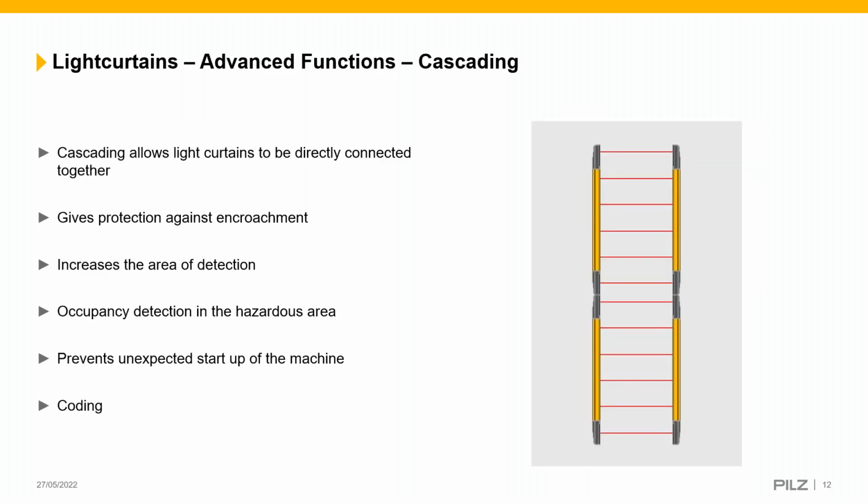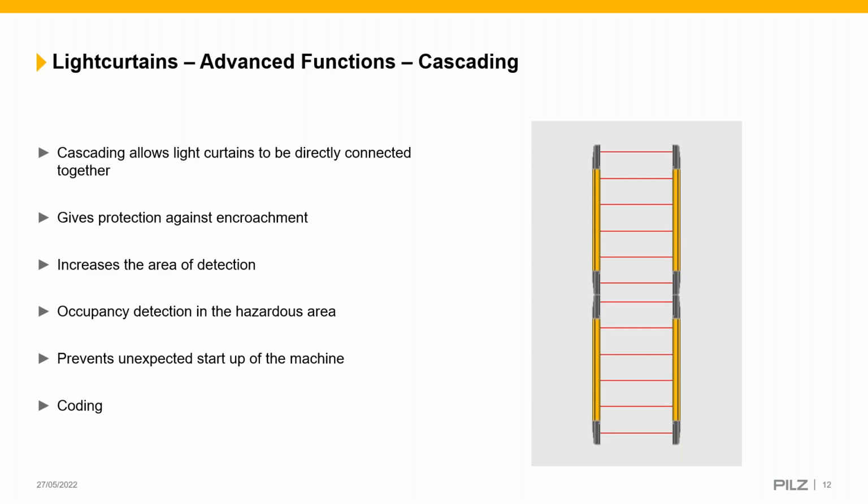And also there's the possibility for cascading of light curtains. So this allows them to be directly connected together. And the reasons why you might do this: you could use them in an L-shaped formation to give you protection against encroachment. So if you want to give a warning that somebody's coming up, or you may want to slow a machine down before somebody goes through into the danger zone, then you would have a horizontal light curtain, and you'd give the warning before you go through the vertical one.